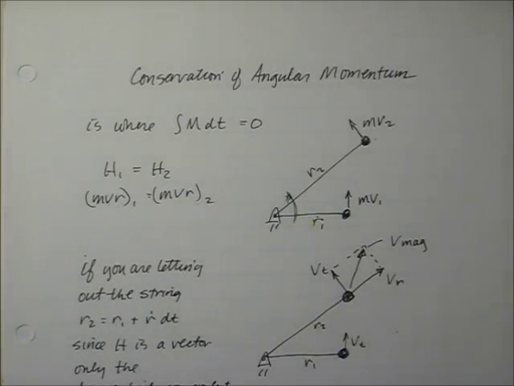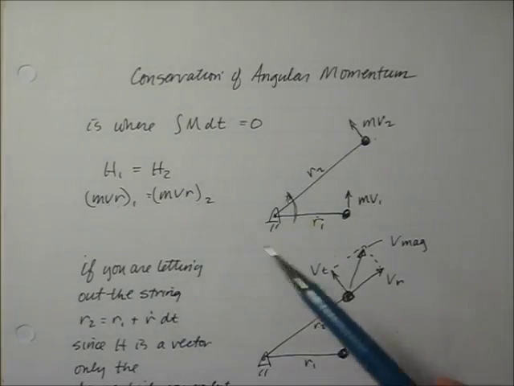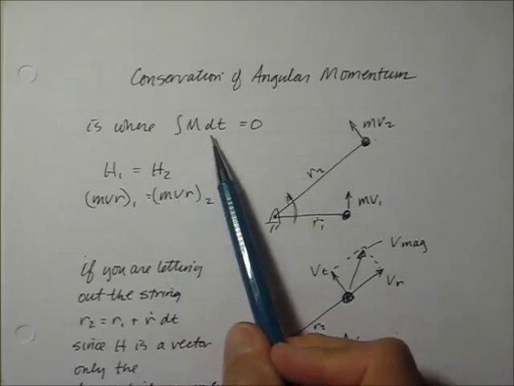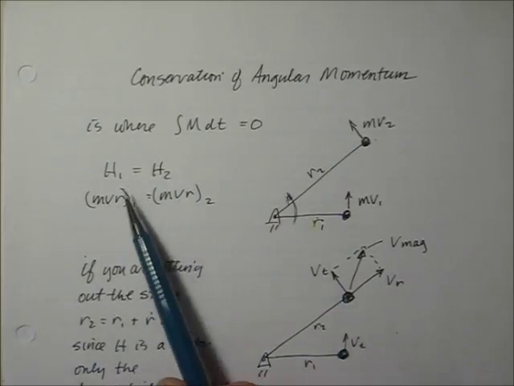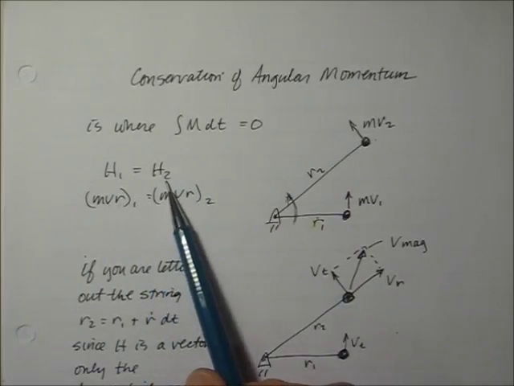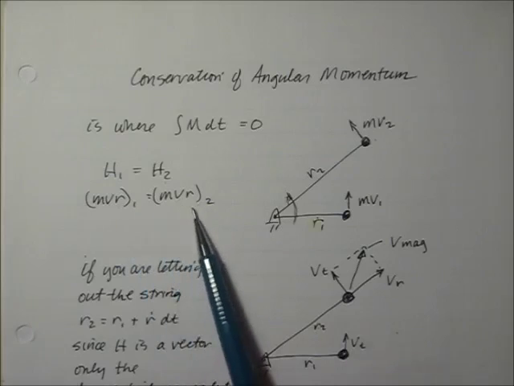All right, now I'd like to talk to you about conservation of angular momentum. Conservation of angular momentum occurs where the impulse is equal to 0. So if the integral of M dt, if there are no angular impulses, no tangential impulses, is equal to 0, then my beginning momentum equals my ending momentum, or my beginning mvr is equal to my ending mvr.